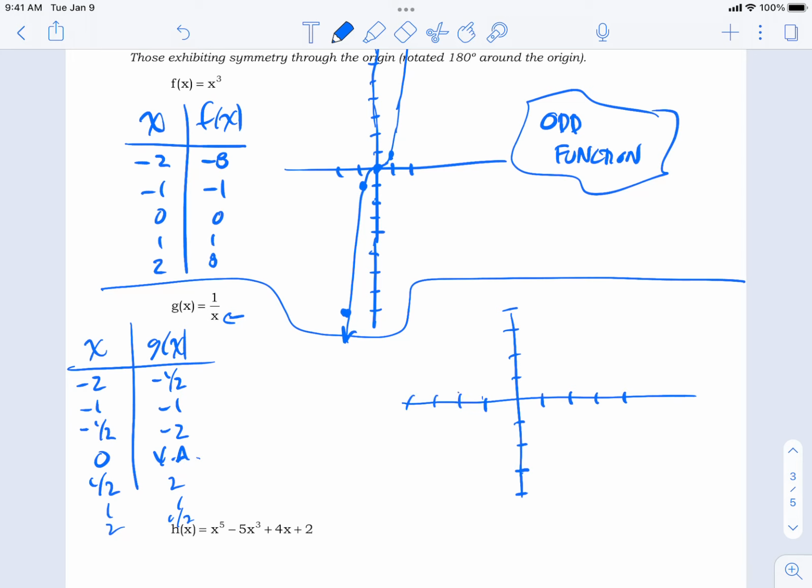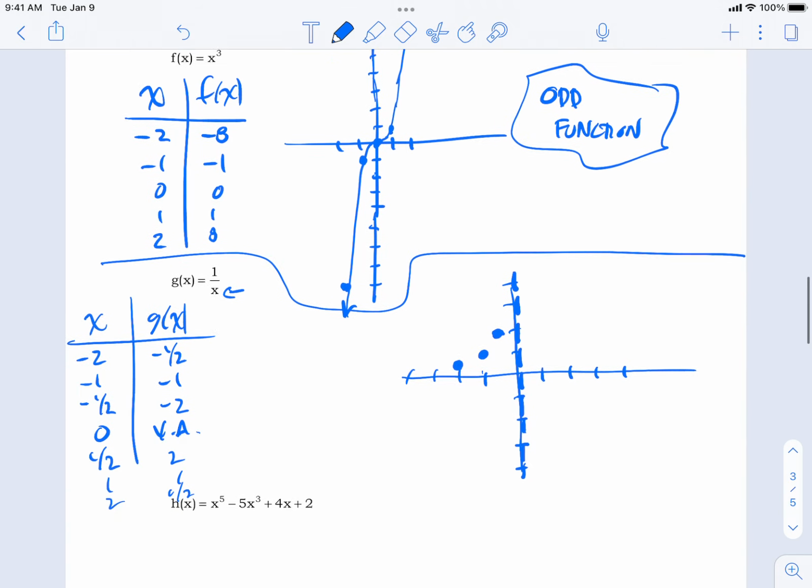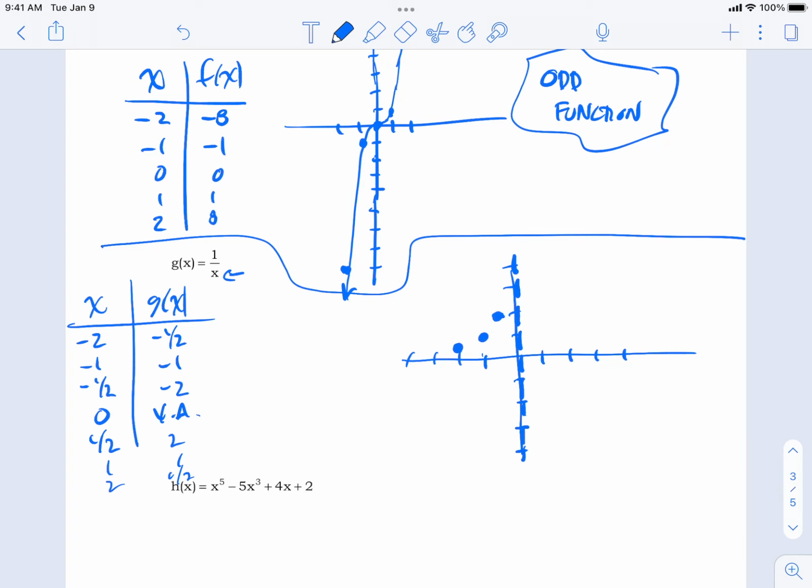Negative 2, I'm at a half. Negative 1, I'm at 1. Negative half, I'm at 2. This is called an asymptote. You cannot have x equals 0 in this function because you'll have division by 0. The dashed line shows, hey, don't cross that. You cannot let x equal 0. On the other side, when x is a half, oh, you know what? I did that wrong. Those are supposed to be negatives. Whoops.